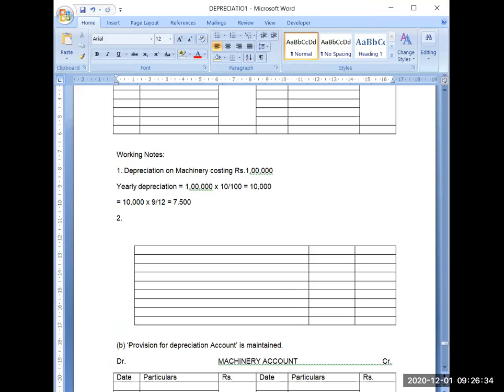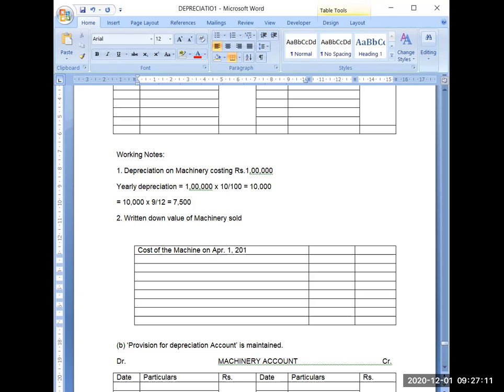Second, calculation of written down value of machinery sold. So first we will write the purchase value of it. So cost of the machine on April 1st, 2016, the cost was 1 lakh rupees.